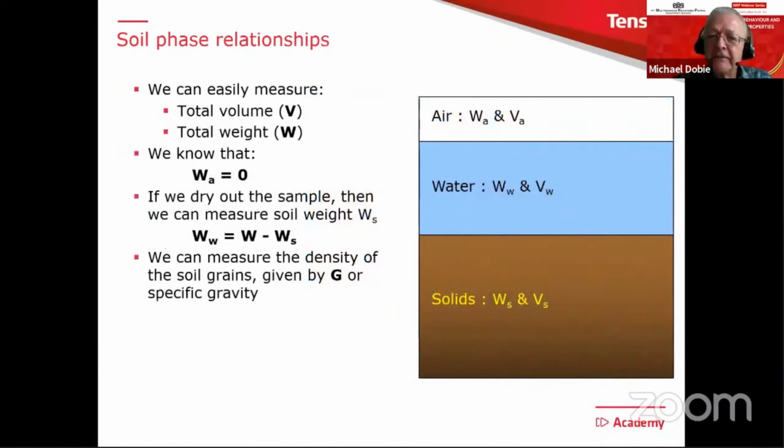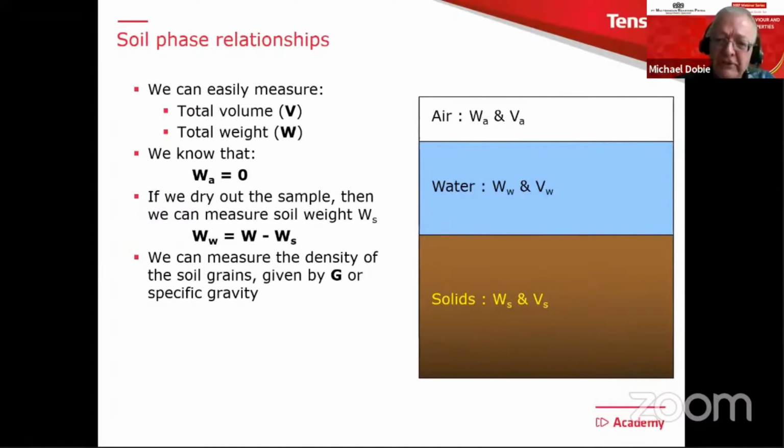And then the way we try to understand these, and again, very much undergraduate soil mechanics, but we have this nice little phase diagram where we divide our soil into air, water, and solids. And then by having a sample of some sort, we can measure the total volume and the total weight of the sample. We know that the weight of air is 0. So we can then find out the weight of the water by drying it out and finding out the difference between the total weight and the weight of the solids.